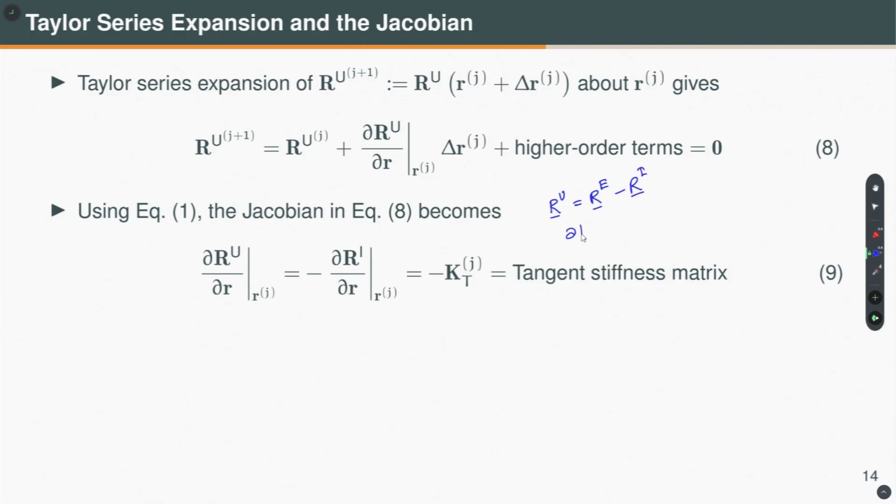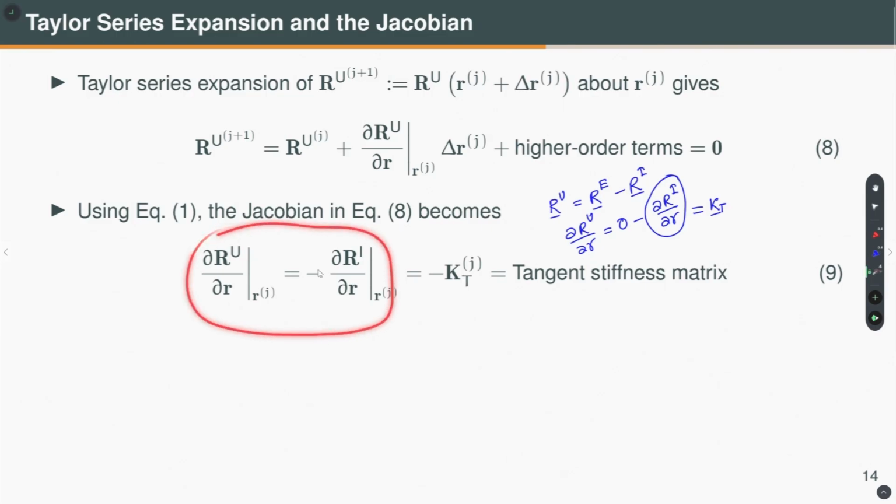So, if I do partial derivative of this, Re is constant, so this is 0 minus del Ri del R. Now, what is this quantity? This quantity is my tangent stiffness matrix KT. So, that means del Ru del R is equal to minus of del Ri del R, which is the negative of the tangent stiffness matrix, right.